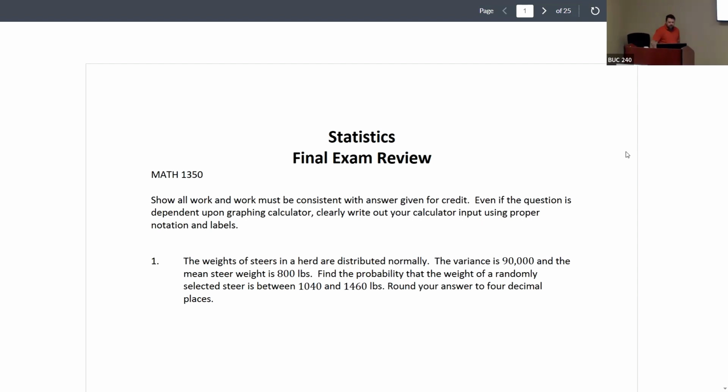Like this one right here, the weights of steers in a herd are distributed normally. The variance is 90,000 and the mean steer weight is 800 pounds. Find the probability that the weight of a randomly selected steer is between 1,040 and 1,460 pounds. Round your answer to 4 decimal places.